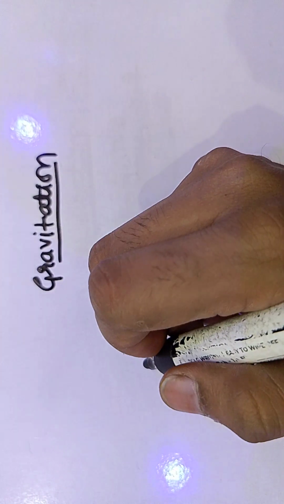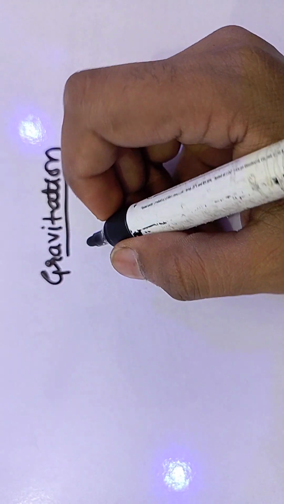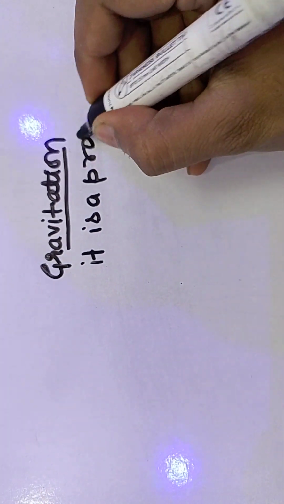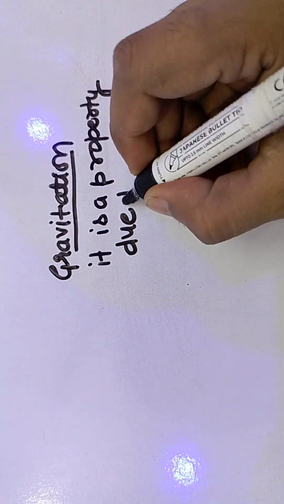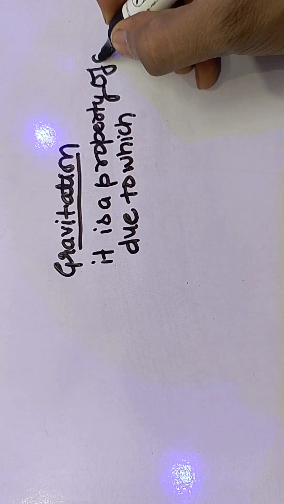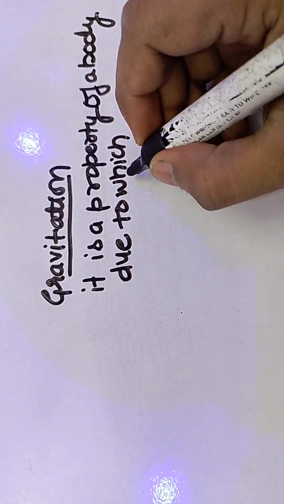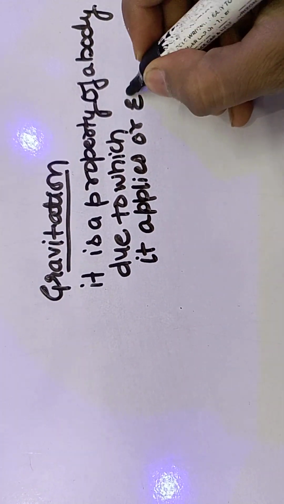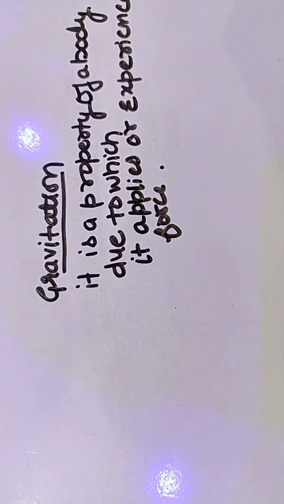So, gravitation is a property of a body due to which it applies and experiences force, known as gravitation.